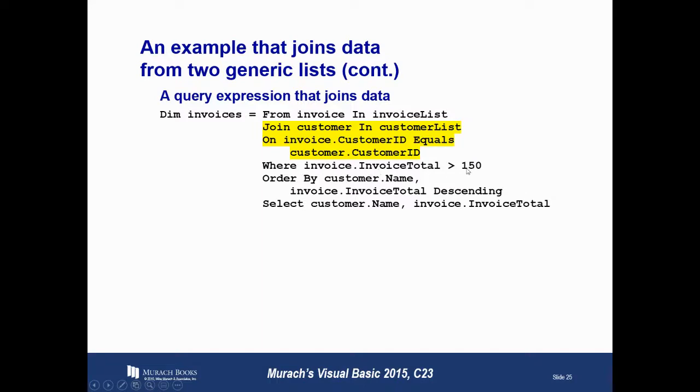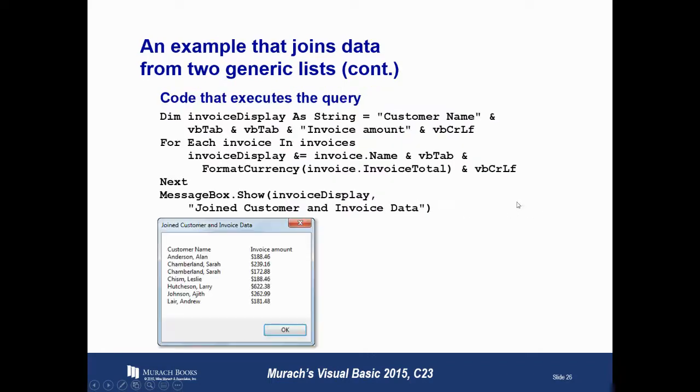We're selecting it where the invoice total is greater than 150, order by customer.name. You see the order by there. You see the select again, customer.name and invoice.invoiceTotal is going to be put into an anonymous type. And then when we loop through it, you see here's the customer name in ascending order and the invoices for that customer in descending order. So Sarah Chamberlain was customer 20. She has two invoices, one for $239, one for $172.88.